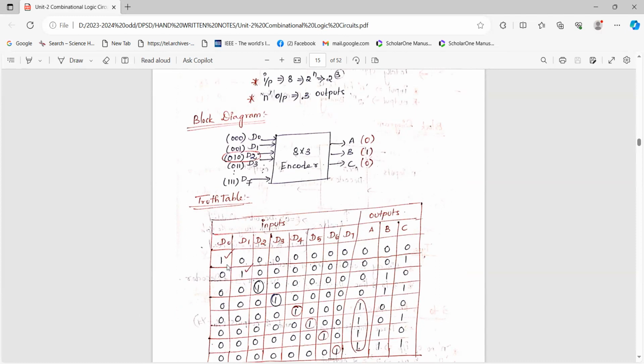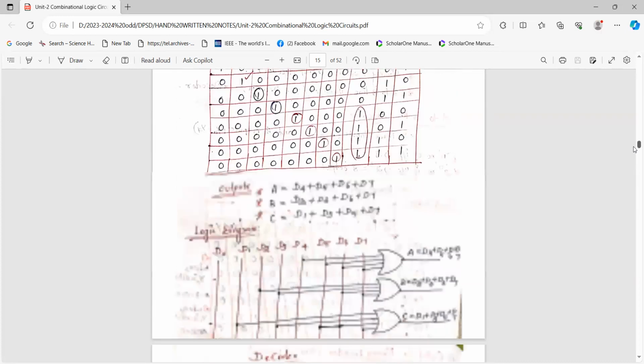If D0 is activated, we obtain 000, and if D1 is activated, we obtain 001. If D2 becomes 1, then it represents the third input, so 010. If D3 is activated, it represents the fourth input. Then if D4 is activated, it represents the fifth input. Likewise, we will represent the 3 bits in 8 different combinations.